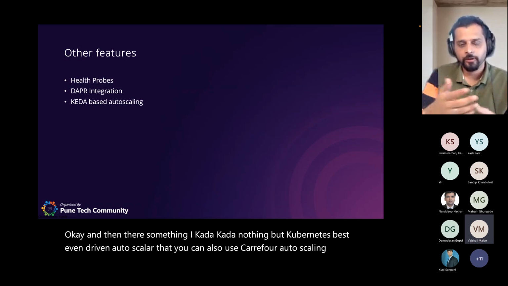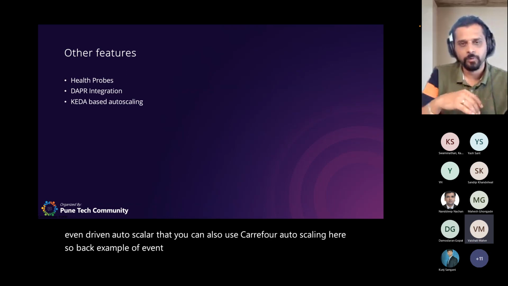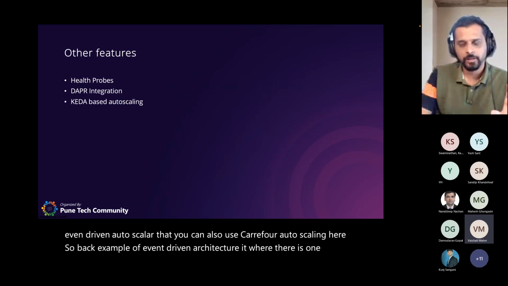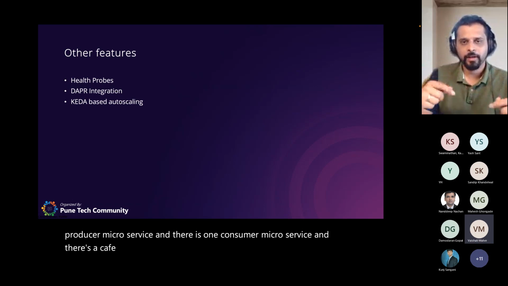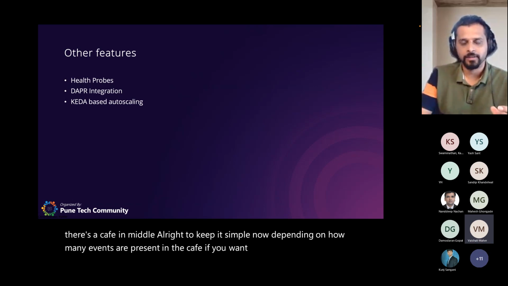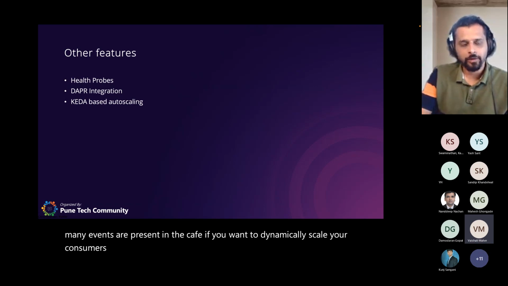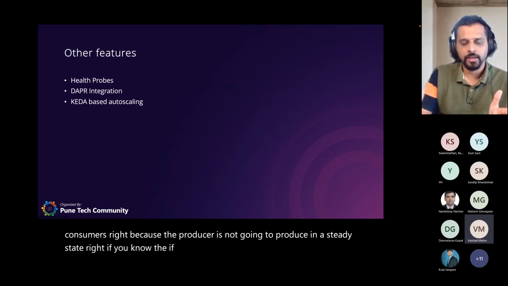So again, going back to the example of event-driven architecture, where there is one producer microservice and one consumer microservice and a Kafka in the middle, to keep it simple. Now, depending on how many events are present in the Kafka, you may want to dynamically scale your consumers, because the producer is not going to produce in a steady state. If you know the steady inflow of your events, then it is fine.